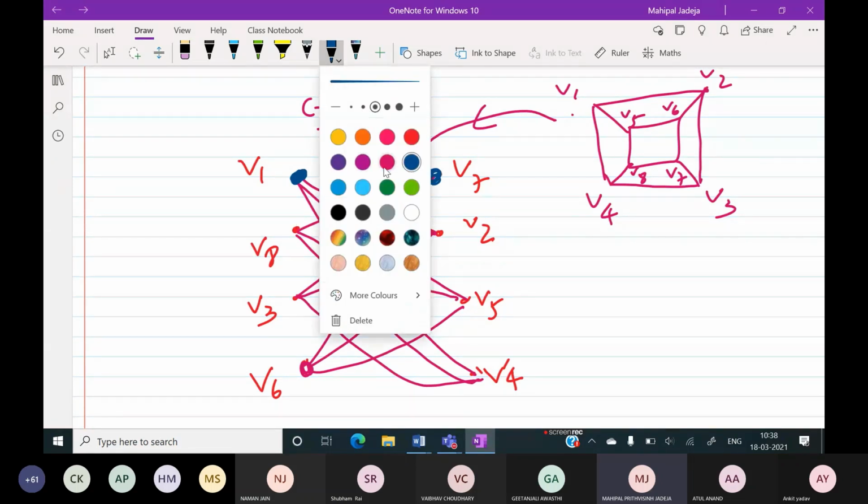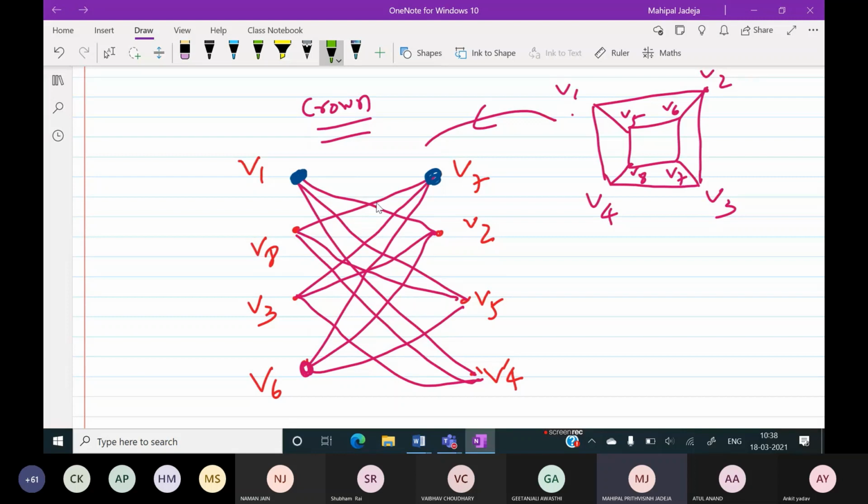Now, in the next line, since V8 is connected with V7, I cannot use color 1 here. So I need to use a new color, let's say green, to color V8. The same color can be used for V2 also, because V2 is connected with V1 and V1 is already using color 1, so I cannot reuse it. Fine. Any queries up to this point? So my ordering is like this: V1, V7, V8, V2, V3, V5, and finally V6, V4.